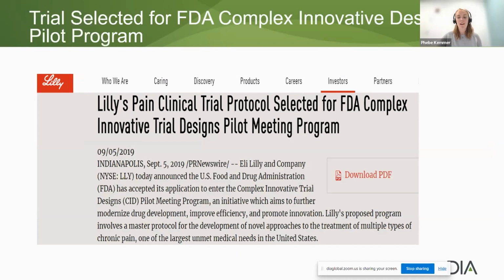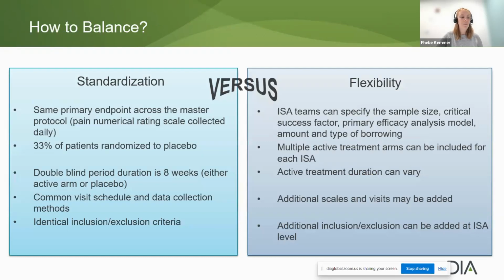So the way in which we borrow, we'll actually get into borrowing a lot more pretty soon. Saptarshi's going to handle that in the statistical consideration section, but that can really be flexible. You can borrow any of the placebo data you've collected thus far, or you can say you only want to borrow placebo data collected from the previous ISA. That can really be flexible.